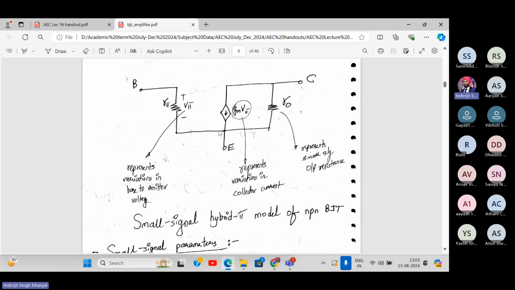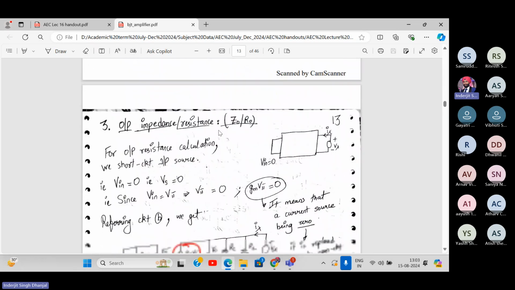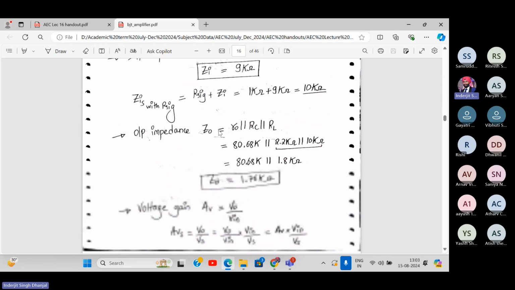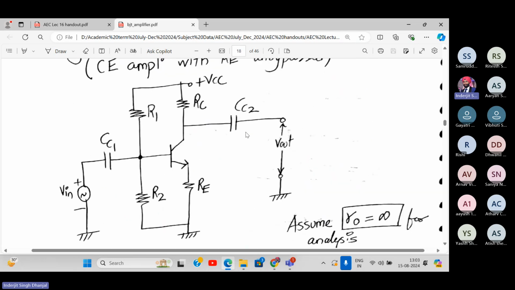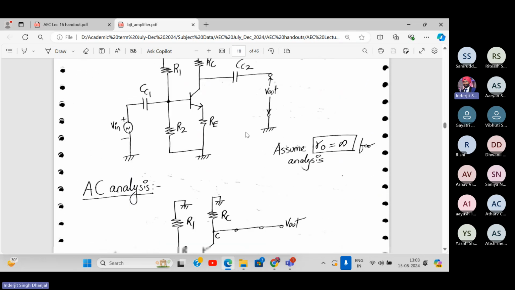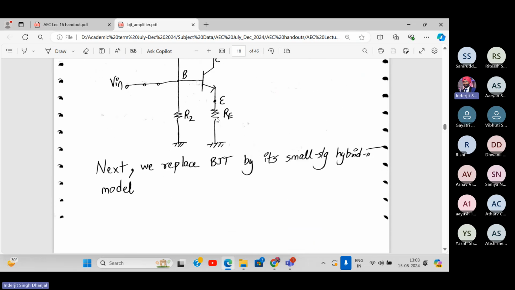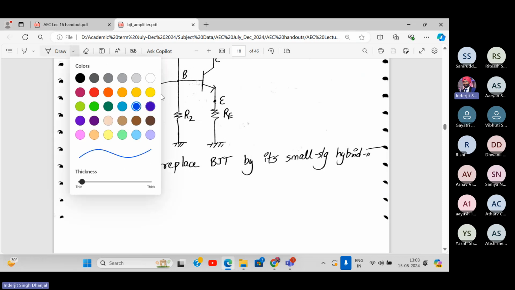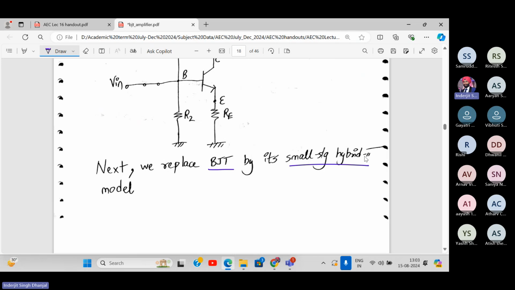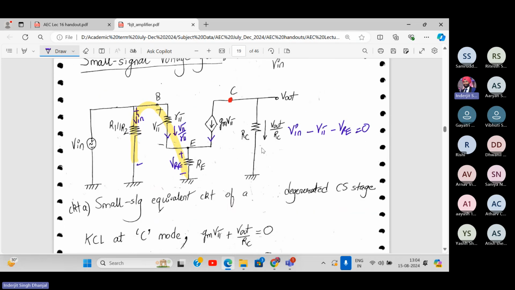This is a detailed view of whatever we have done so far. This is my degenerated common emitter amplifier. We have built it. So we'll do the AC analysis. Then we replace the BJT by its hybrid pi model, right? No need to write this, you can refer to it later. So we have got this. Earlier, remember, the only difference is earlier the emitter terminal was grounded. Now it is not grounded. That's the only difference. Are you getting it?